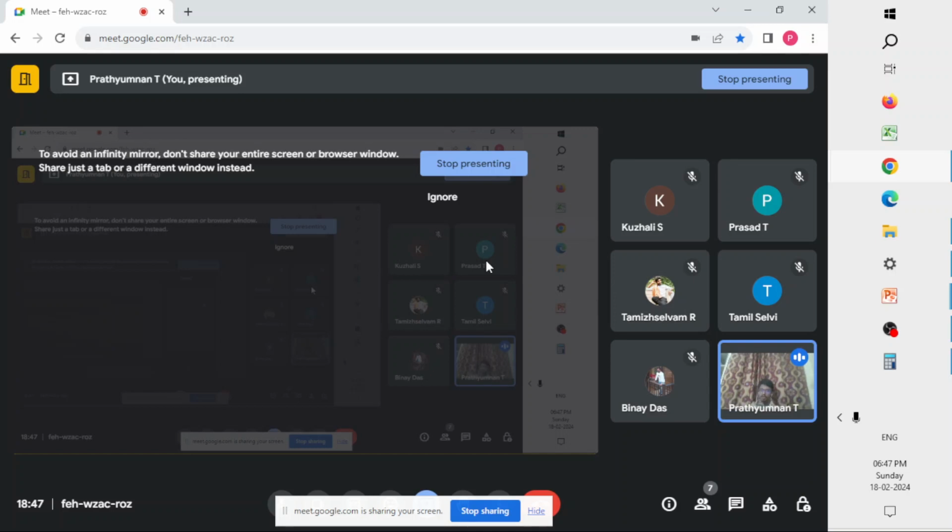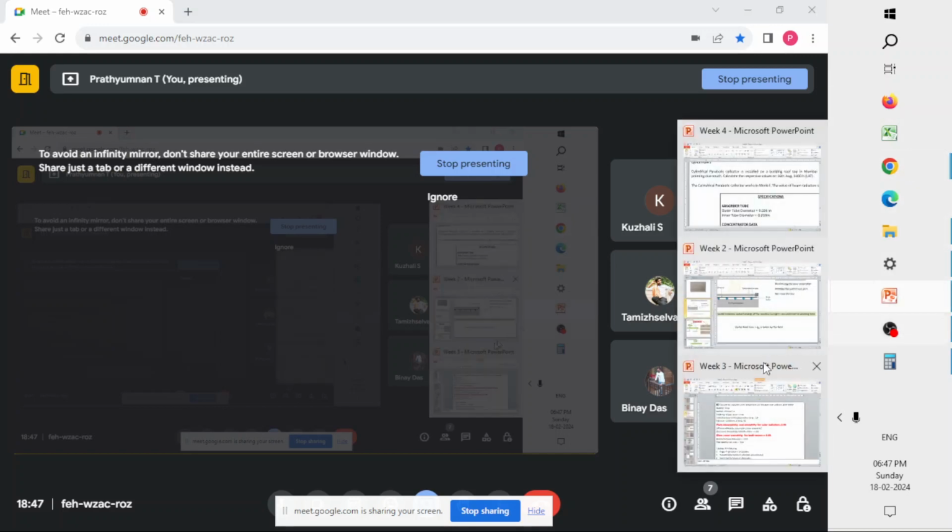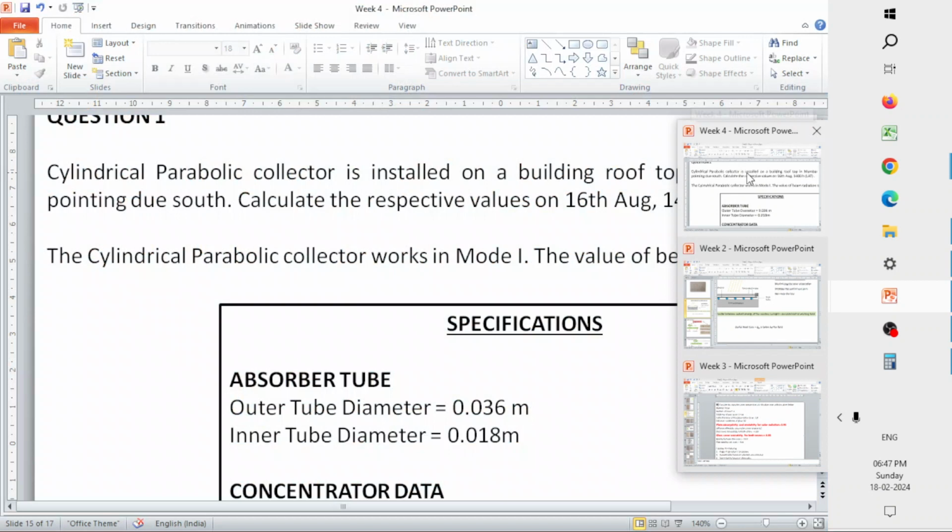The reason why we use concentrating type collectors is to increase the amount of solar radiation that is getting absorbed by the solar collector system. So primarily, what this particular course focuses on in our lecture is the cylindrical parabolic concentrating solar collector system. The problem solving will also be focused on the cylindrical parabolic concentrating solar collector system.